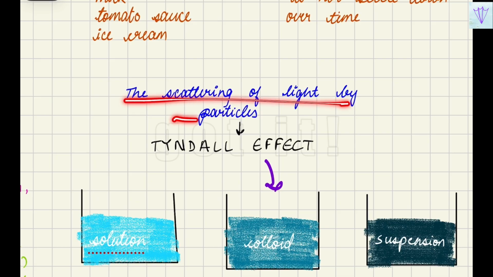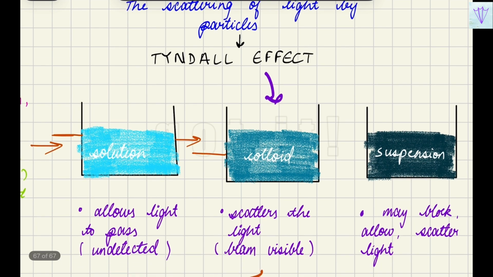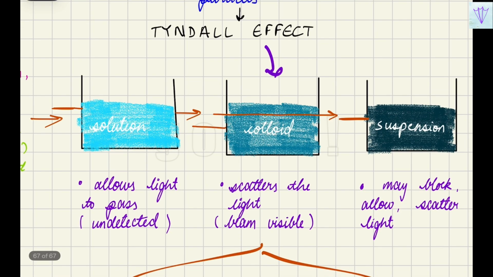The scattering of light by particles is known as the Tyndall effect. So if you flash a beam of light on a solution, it will pass the beam of light, but the beam or the streak is not visible in the solution. When you pass it through the colloid, you can actually see that the light is passing through it. But if you pass the beam of light through a suspension, it will either block, allow or scatter the light. It will depend on the size of the particles which are in the suspension.